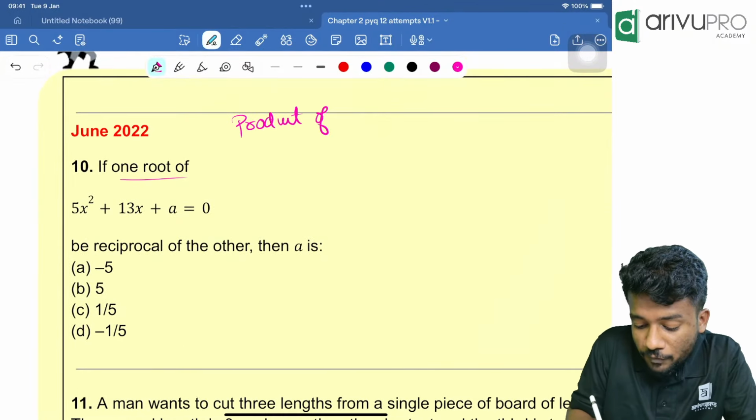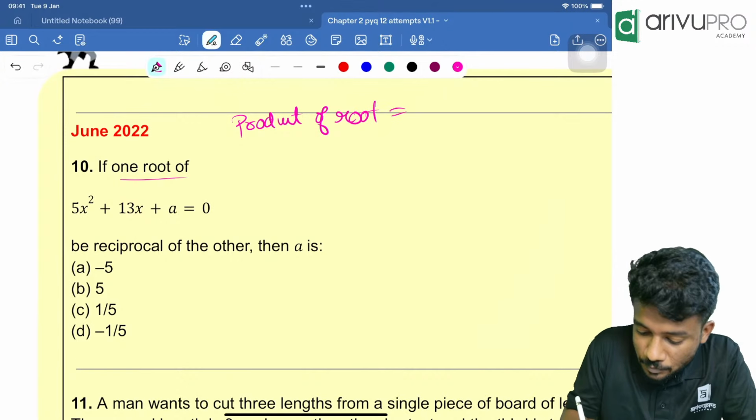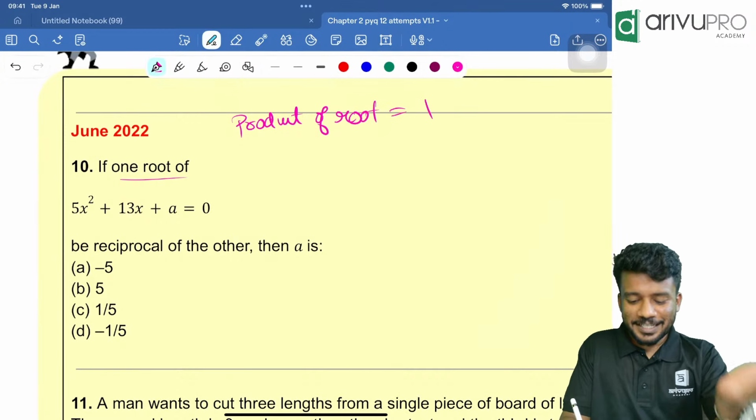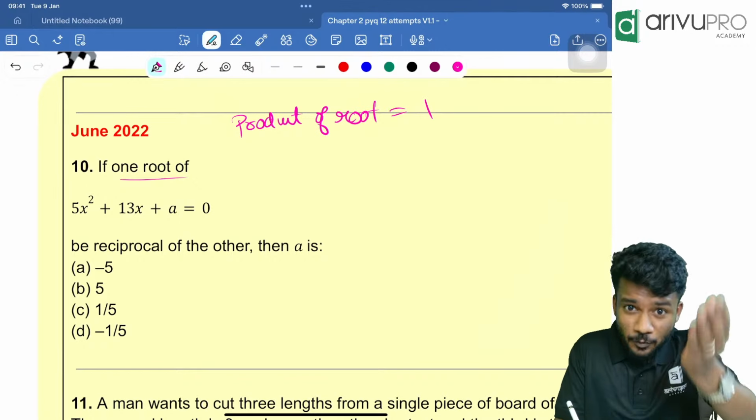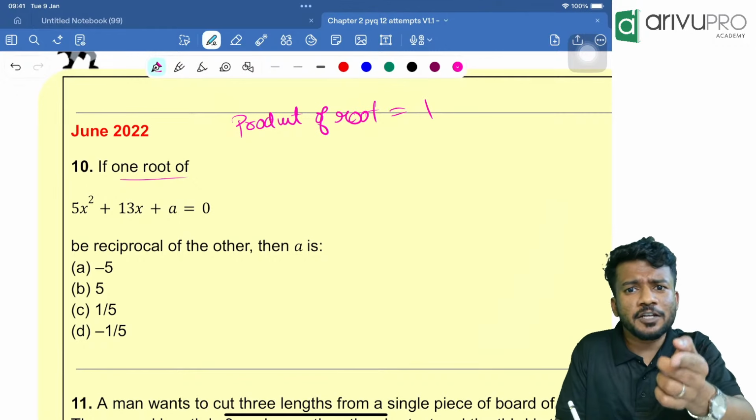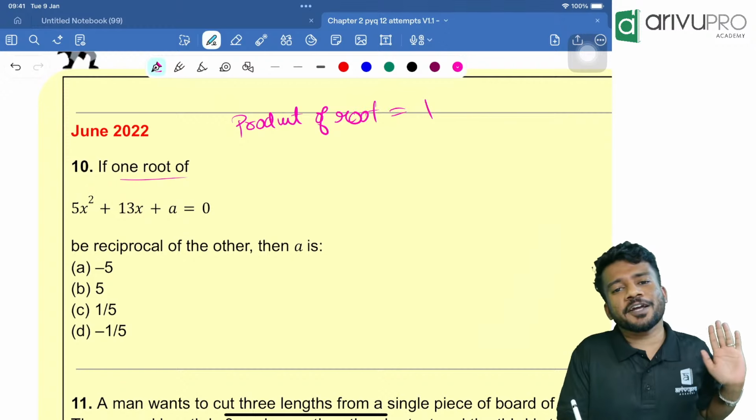Product of roots is equal to 1. If one root is alpha and the other root is its reciprocal, meaning 1 by alpha, the product will be what? Alpha into 1 by alpha is anyway 1, right? So the product of the roots is 1.